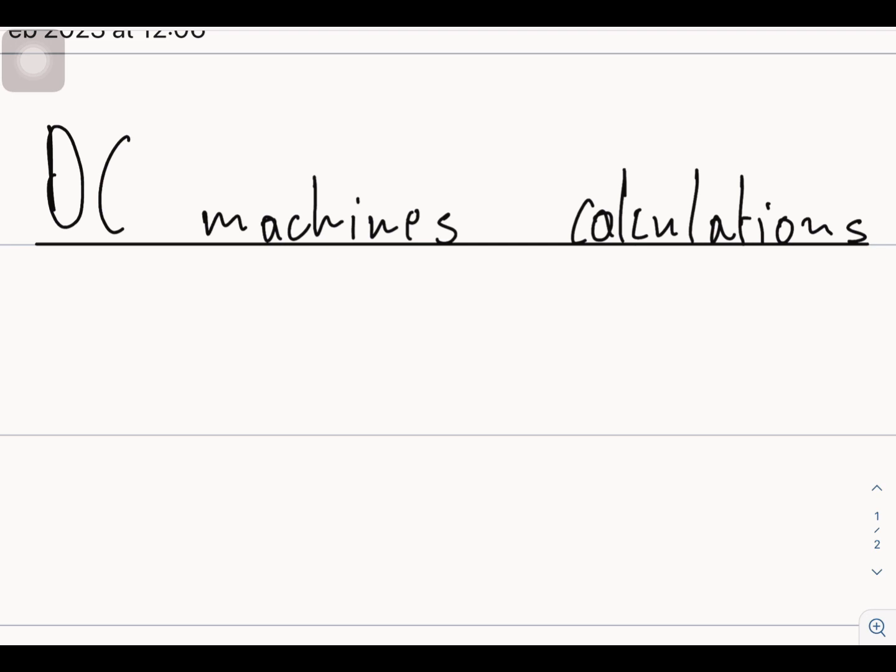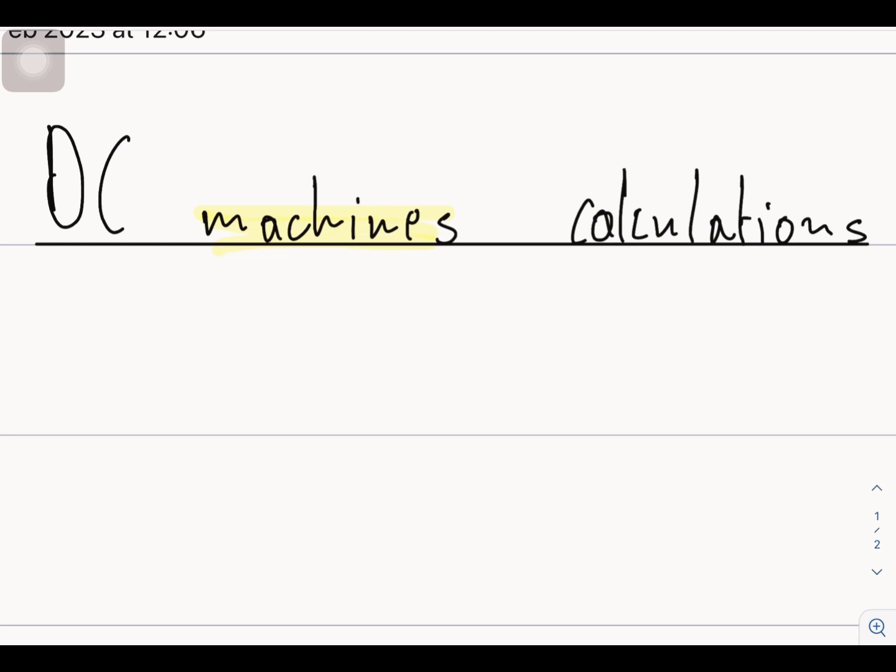Remember, when I'm saying machine, I mean it's either a generator or a motor, guys. When I say DC machine, I'm generalizing between a generator and a motor.